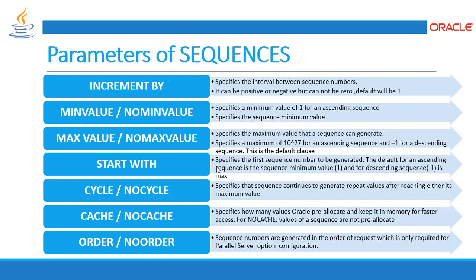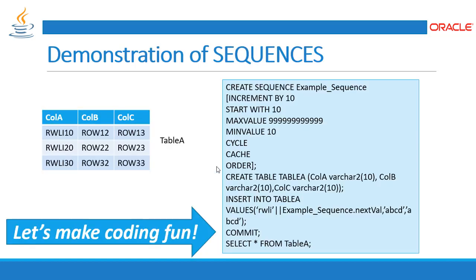Order and no order: this specifies that the sequence numbers are generated in the order of request, which is only required for parallel server option configuration. So this is all about the parameters of sequences and how we define them. Let's take a look at the demonstration of sequences.